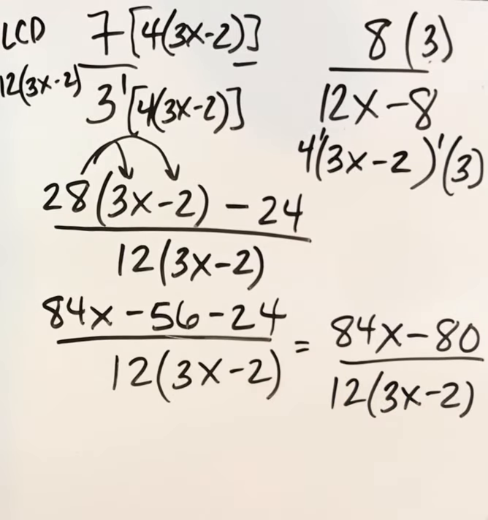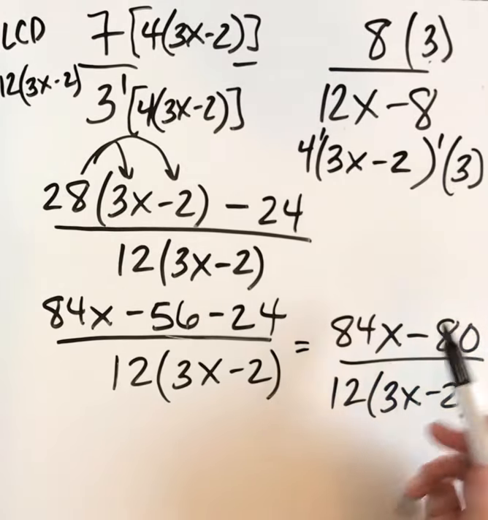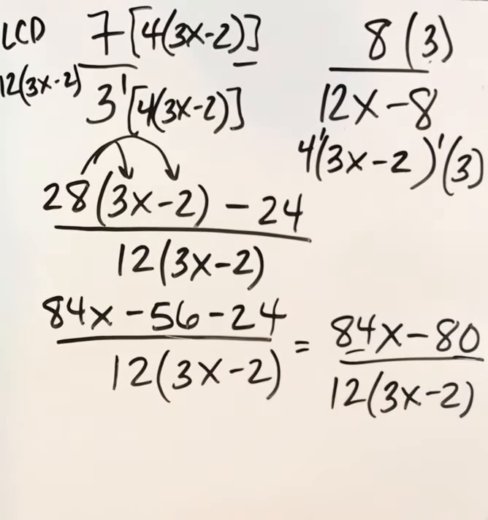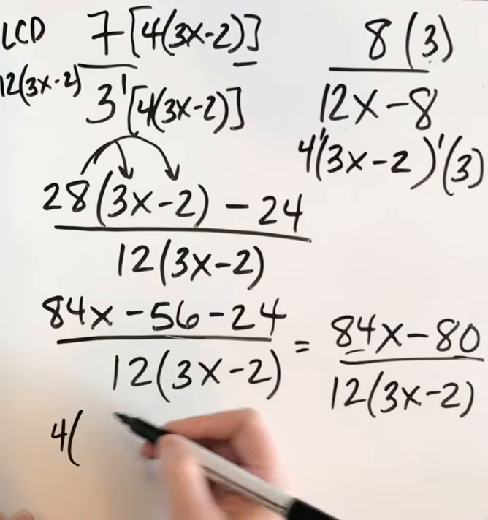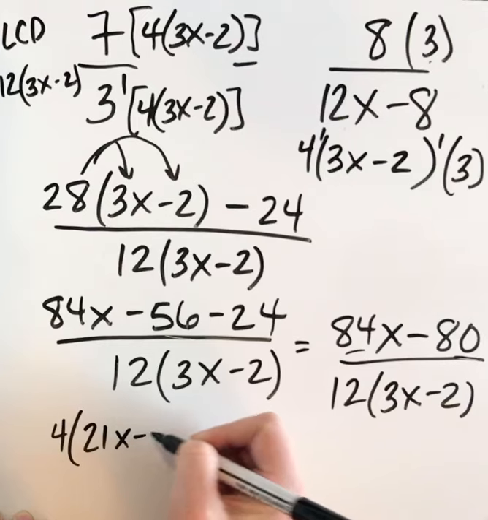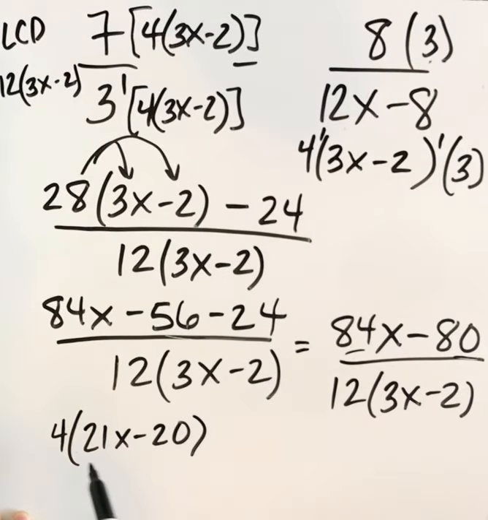So we are not fully simplified. Always, always, always, when we get to this step, we want to see if there's any common factors between the numerator and denominator. Now notice our numerator is no longer in a factored form. If you notice, 84 and 80 have a GCF of 4 that can be factored out. If we factor out that 4, we're going to end up with 21x minus 20 left in parentheses. We've still got that same denominator of 12 times 3x minus 2.